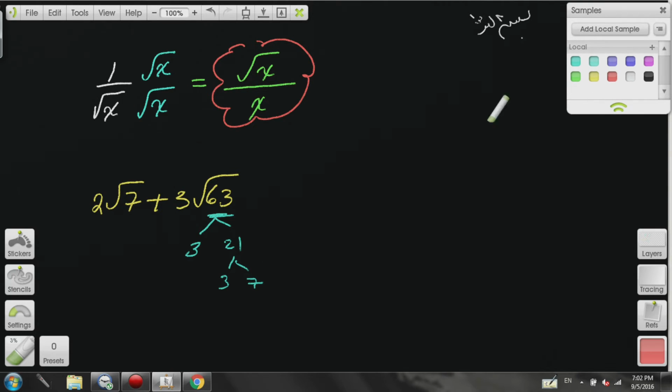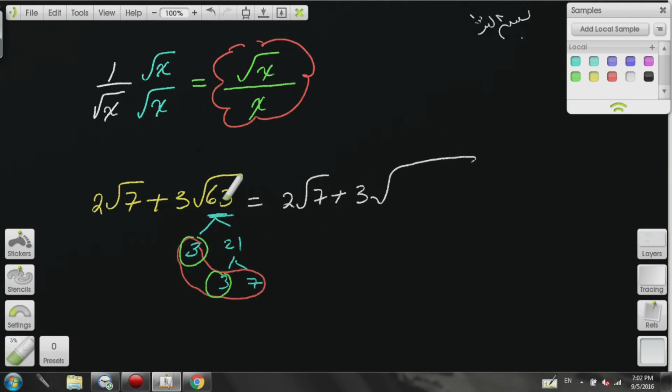Okay, now this is it. So these are the factors of 63. Now, I noticed that in those factors, I have a 3 and I have a 3. Those can come out as 1. Okay, let me rewrite this whole thing first. 2 square root of 7 plus 3 times square root of, in other words, you can write 63 as 3 times 3 times 7. And these two 3's can come out as 1.